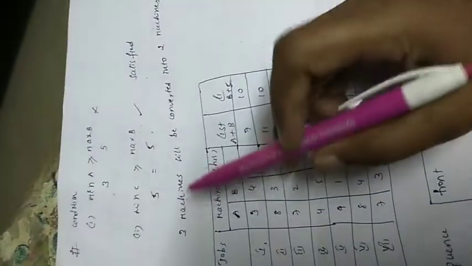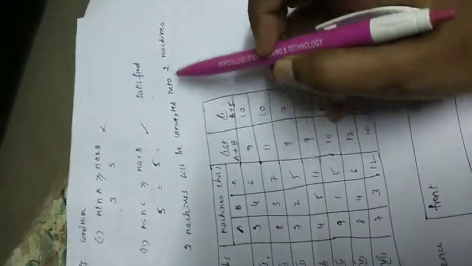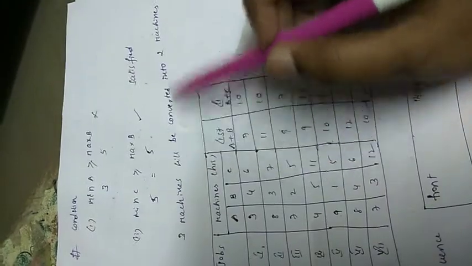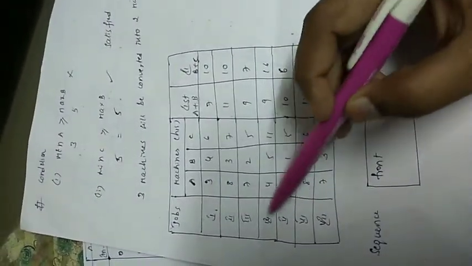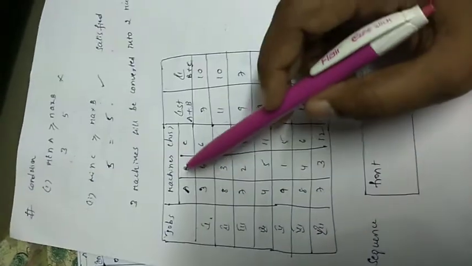So if our condition is satisfied, first of all, our 3 machines will be converted into 2 machines. So how will we convert 3 machines into 2 machines? First of all, this is our problem. Those are all the jobs 1, 2, 3, 4, 5, 6, 7, and the machines are A, B, C.